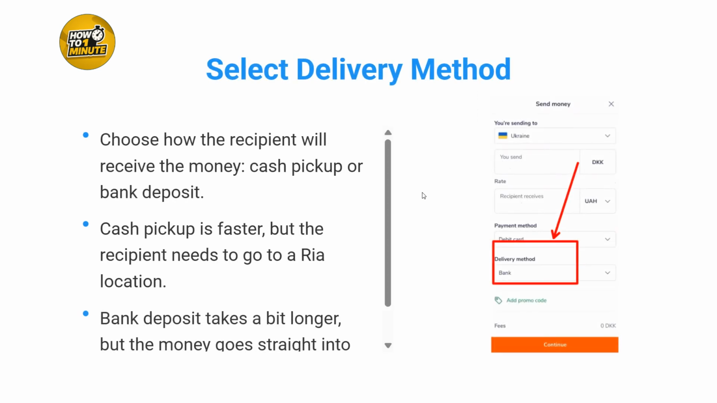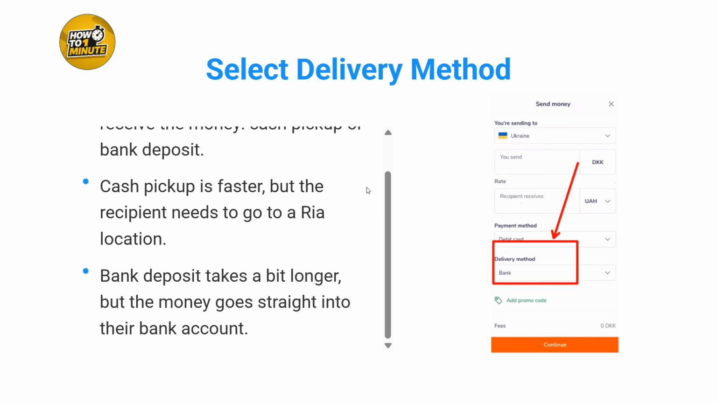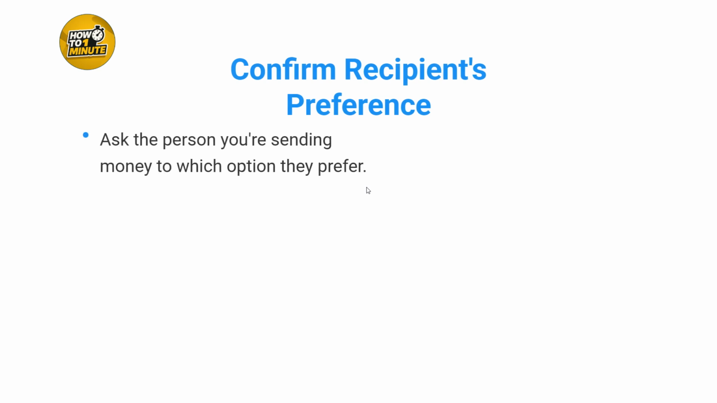After that, pick how the recipient will receive the money. You can choose between cash pickup or bank deposit. Cash pickup is faster, but the recipient needs to go to a Ria location. Bank deposit takes a bit longer, but the money goes straight into their bank account. Before you choose, it's a good idea to ask the person you're sending money to which option they prefer.